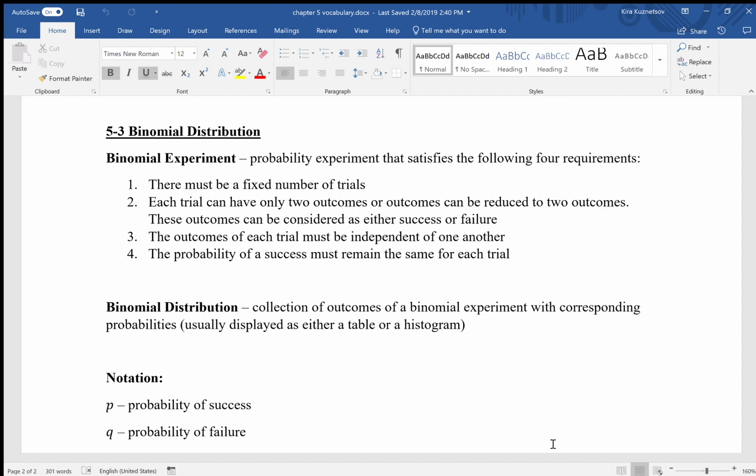But the idea of a binomial experiment is that each trial can only have two outcomes. You will either win or lose. You will either make the basket or you don't. You hit or miss. You're either male or female. So only two outcomes. Number 3, the outcomes of each trial must be independent of one another.